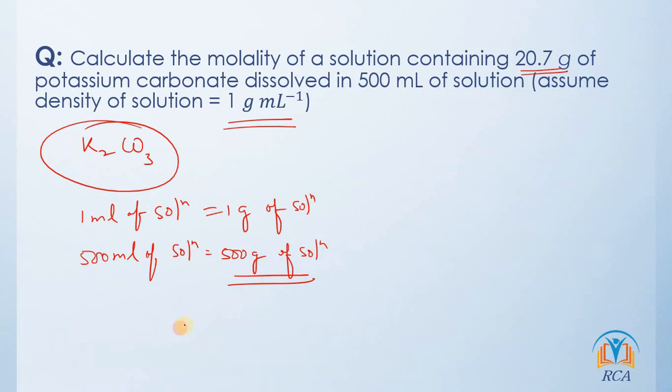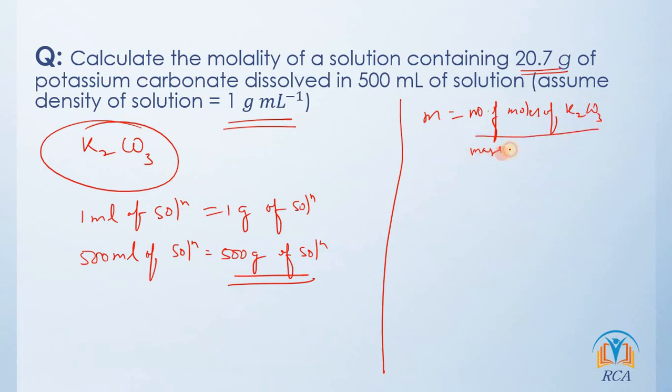Also, what do we require for molality? Let's write down the formula for molality first, then we'll put in the values. What is the formula for molality? It is the number of moles of solute, so in this case the number of moles of K2CO3, upon the mass of solvent in grams, because obviously we see that in grams, but if it is in grams, we'll have to multiply that with 1000.